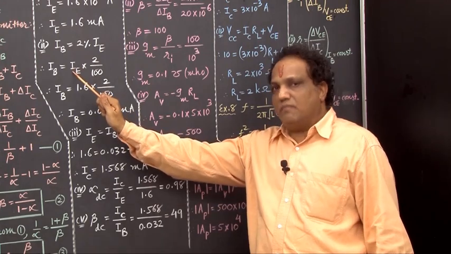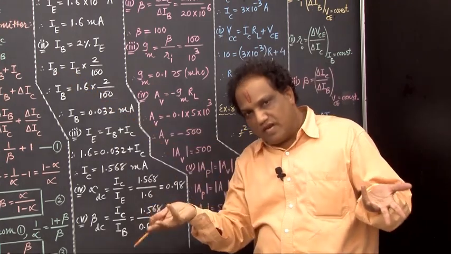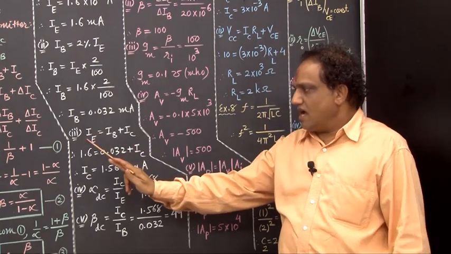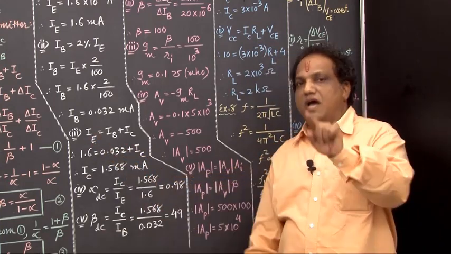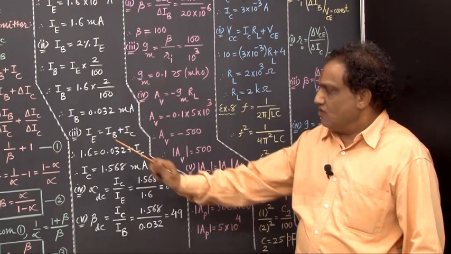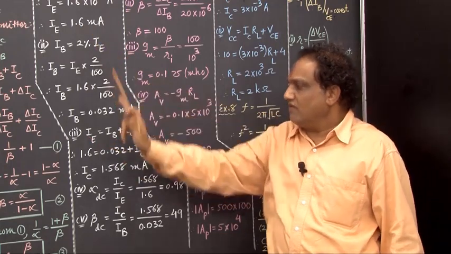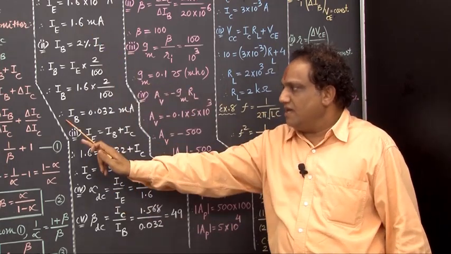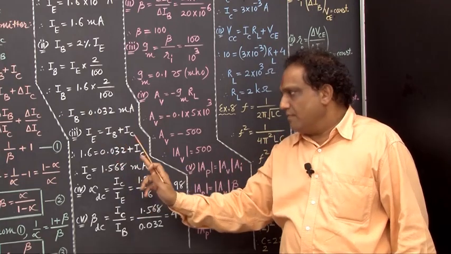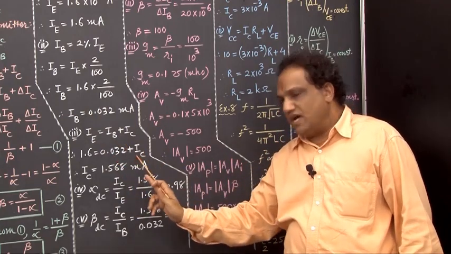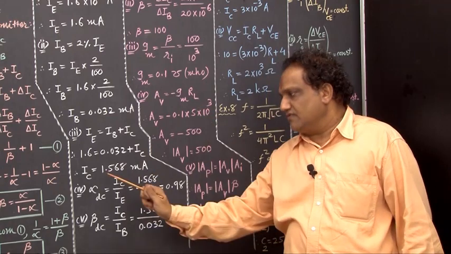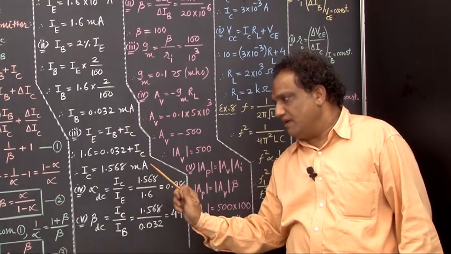Because this current you are taking in milliampere, naturally this will be obtained in milliampere. What about IE? Formula is known to everybody. IE equals IB plus IC. What about IE value? We have found out 1.6 milliampere. IB is 0.032 milliampere plus IC. And now IC you can find out from here. Answer is 1.568 milliampere.